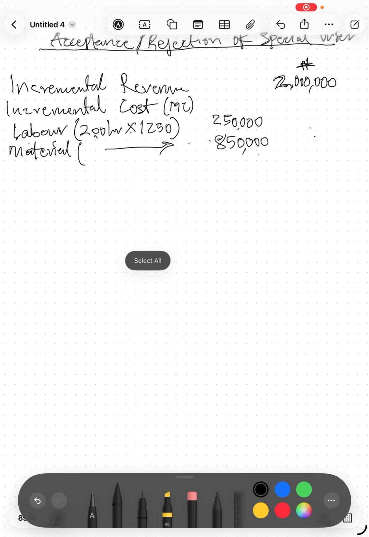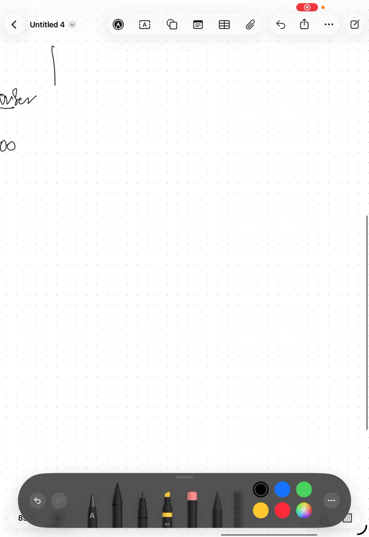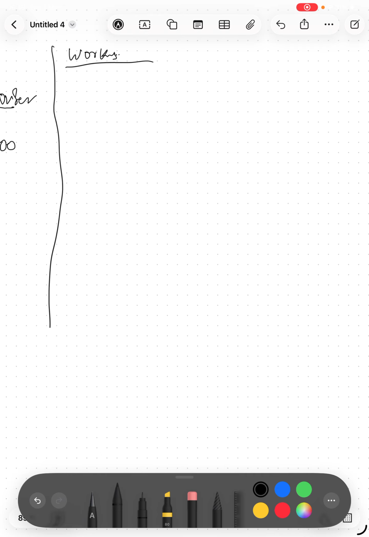Material. Then the special bags, we are told also we need a special bag. Now this special bag, we can buy it for 100,000. We are told we can buy this special bag for 100,000, or we can make it ourselves. Now, what is the cost to make? We'll do some workings here: cost to make a bag.